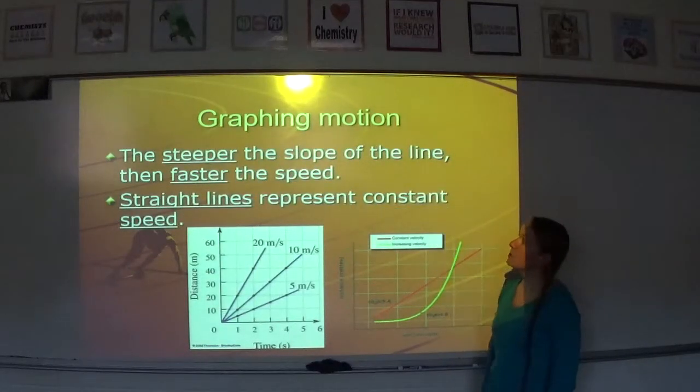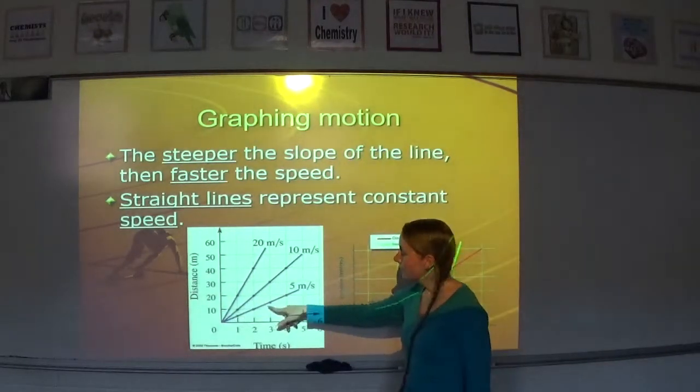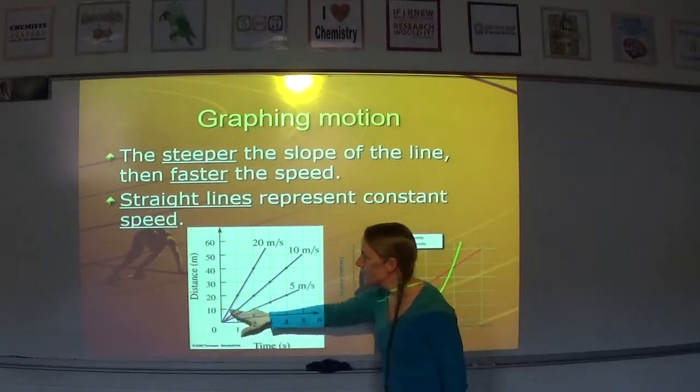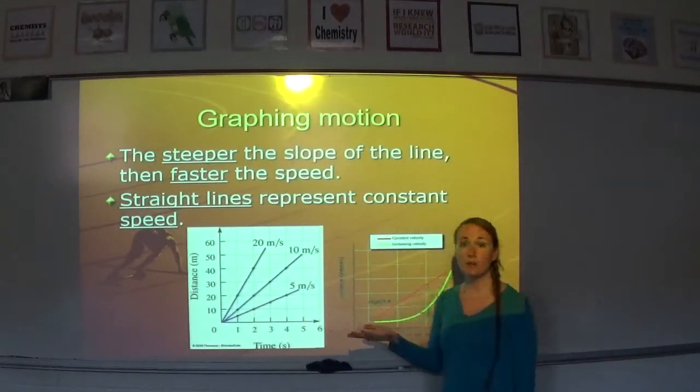The steeper the slope of the line, the faster the speed. So like here, we're only going 5 meters per second. Here it's a little bit steeper, we're going 10 meters per second. Here it's even steeper, we're going 20 meters per second.